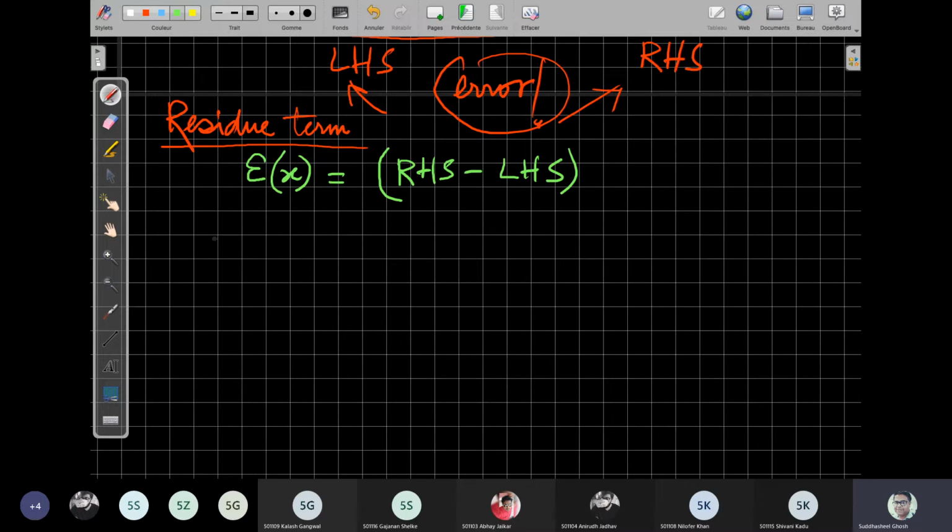So I have to compute a new thing which is S(x), and this is nothing but the square of the residue term. Now since this is a function, how do I compute the sum of squares? Can anybody tell me? This is a function. How do I compute the sum of squares? Anyone have an idea?